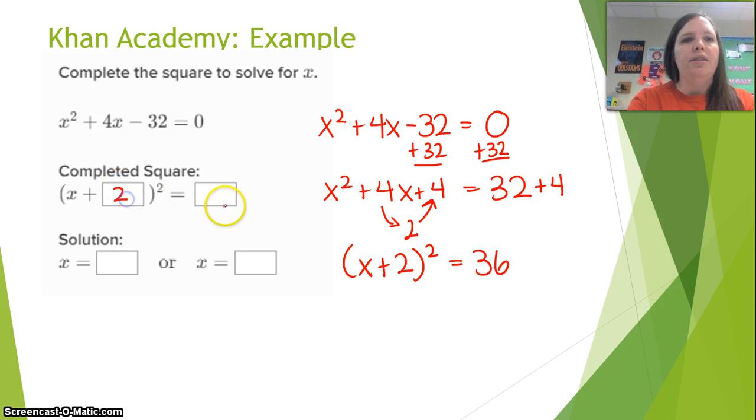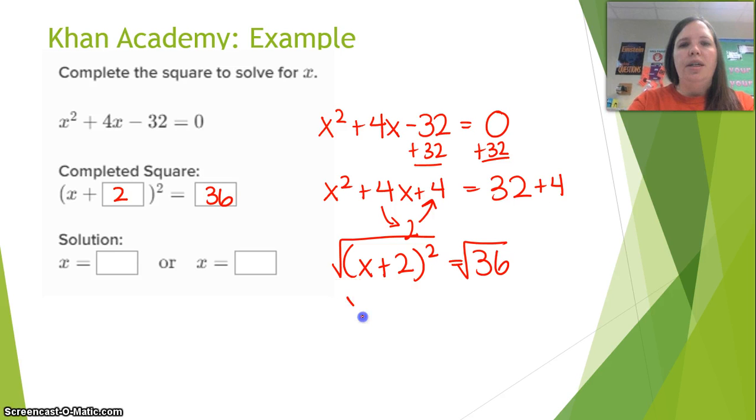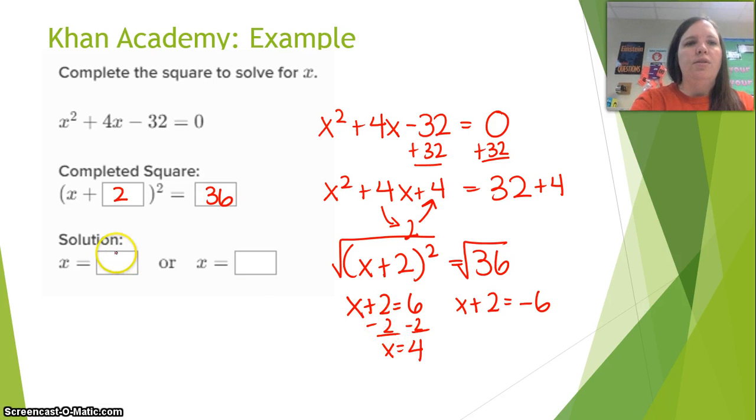So you're going to put positive 2 and 36. If this was a minus sign in here, you would just write negative 2. But it's not, so we won't. Then when I solve this, square root, I have x plus 2 equals 6, and I have x plus 2 equals negative 6. And then I would put my answers in those blank spaces. So 4 is one of my solutions, and negative 8 is my other solution.